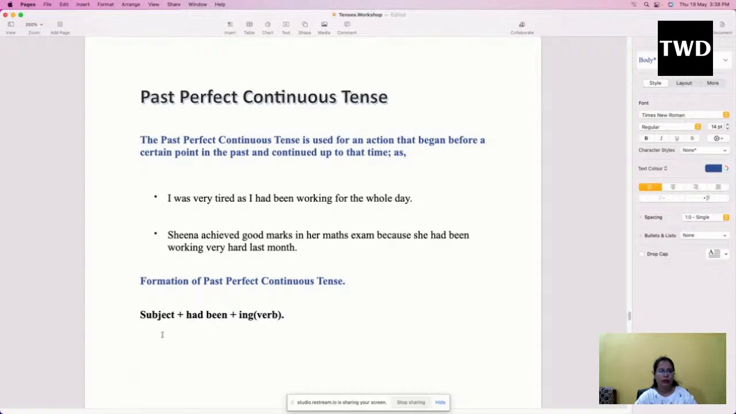So what is the structure of the sentence? We will use subject plus had been plus the ing form of the verb, right?